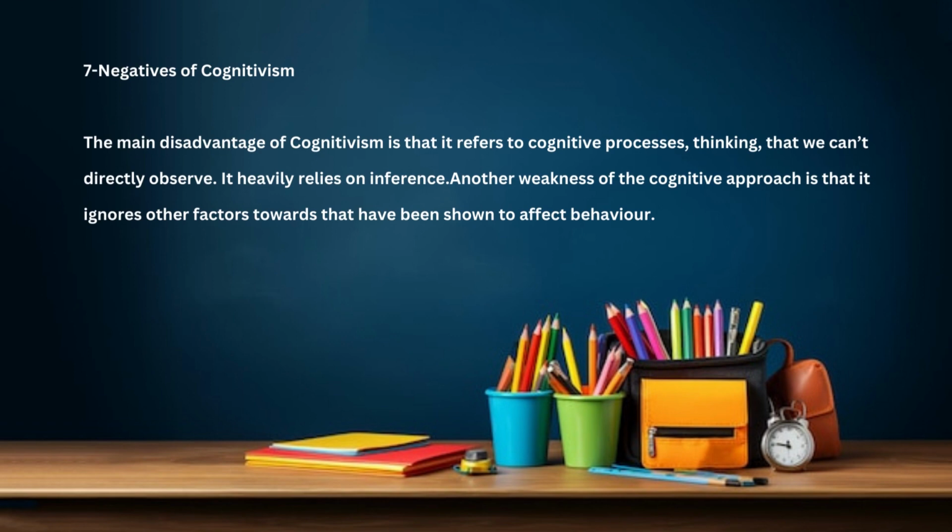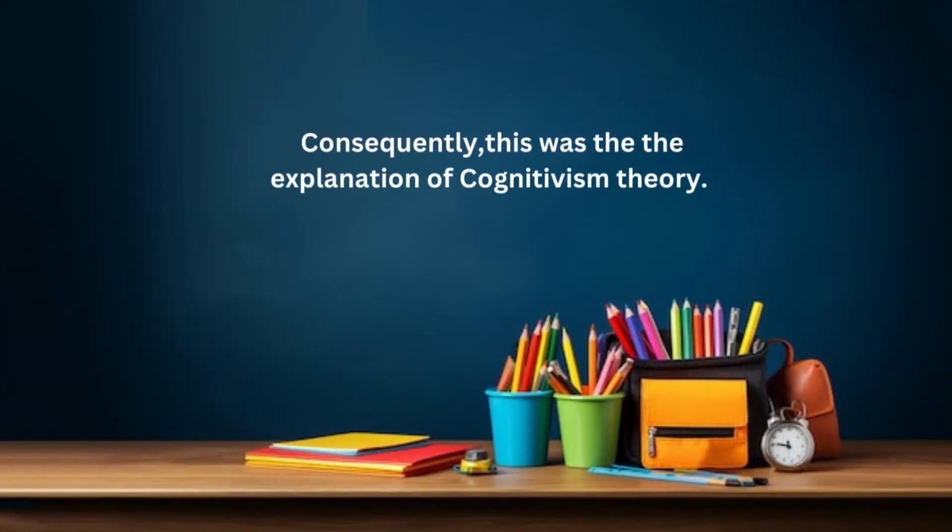7. Negatives of cognitivism. The main disadvantage of cognitivism is that it refers to cognitive processes, thinking, that we can't directly observe. It heavily relies on inference. Another weakness of the cognitive approach is that it ignores other factors that have been shown to affect behavior. Consequently, this was the explanation of cognitivism theory.